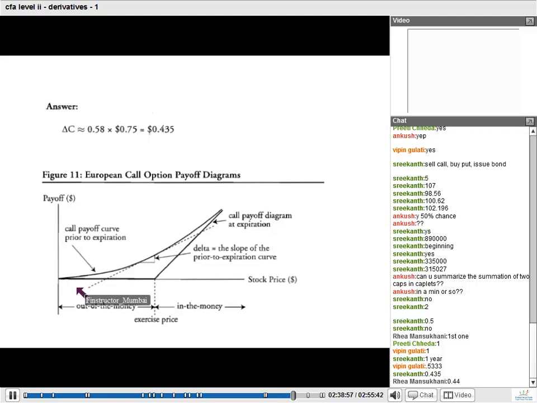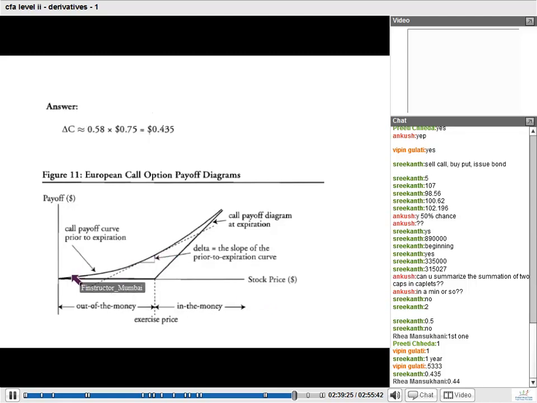So this is how the value of an option will move. As the option becomes more in the money, so the x-axis here is the stock price, the y-axis is the payoff. As the option comes more in the money, the value of the option increases.